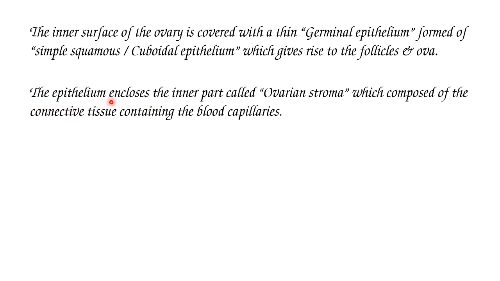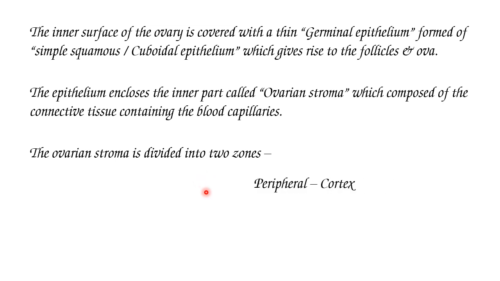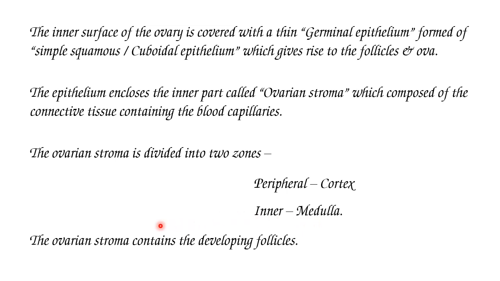The epithelium encloses the inner part called the ovarian stroma, which is composed of connective tissue containing blood capillaries. The ovarian stroma is divided into two zones. The peripheral, that means outer zone, is called the cortex, and the inner zone is called the medulla. The ovarian stroma contains the developing follicles.